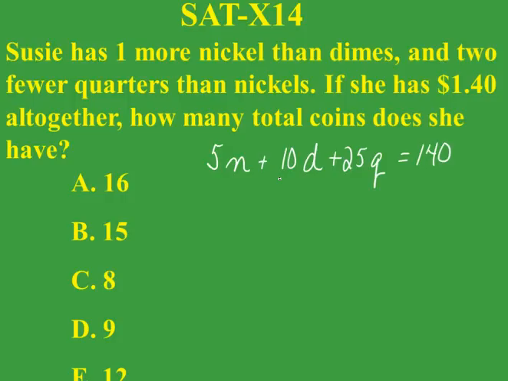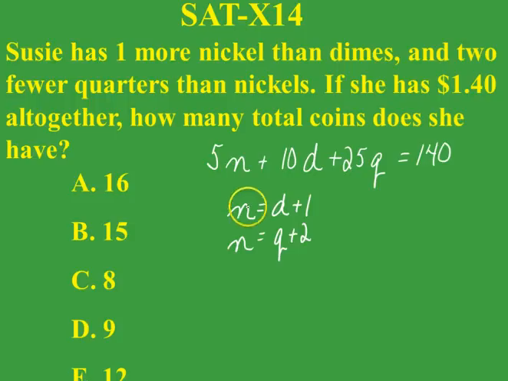So what we're going to do is replace D and Q in terms of N by using the relationship that's given in the problem. It says Susie has one more nickel than dimes. So the number of nickels she has is more than the dimes. So if we take the number of dimes and increase it by 1, we'll have the number of nickels. And then she says she has 2 fewer quarters than nickels. So again, she has more nickels than quarters, so the number of nickels will equal the number of quarters plus 2. It's just the way it's worded, which makes it a little tricky, but if you think about which there are more of, you can figure out whether you should add or subtract.